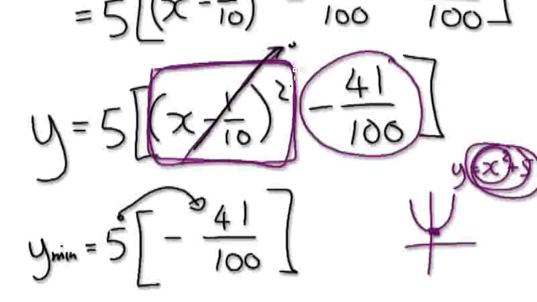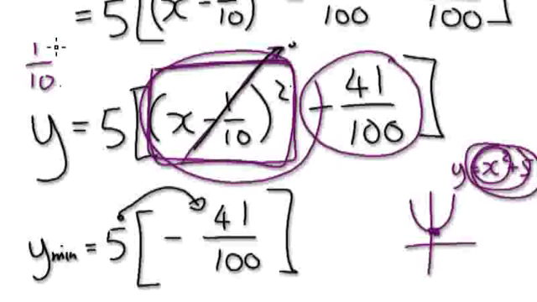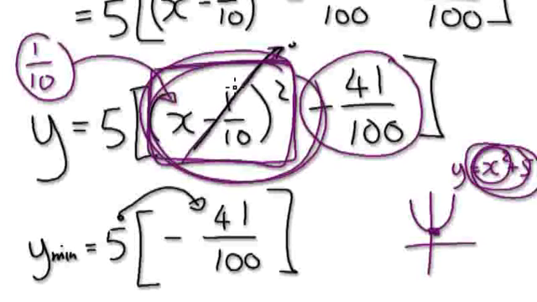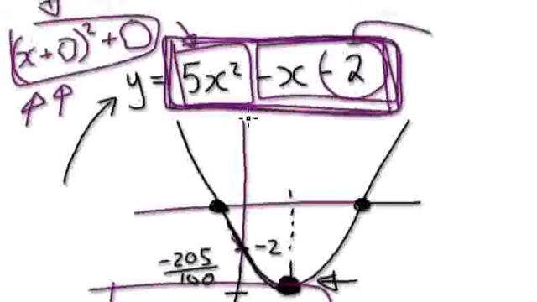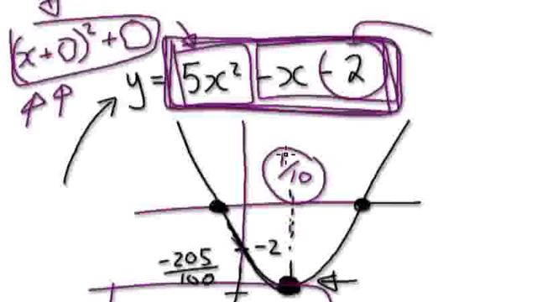Now if you want to know the x value at this point here, the x value is when this whole thing here is 0. So you see, if you put positive 1 over 10 into this x here, then this thing here will be 0. Remember, if you put positive 1 over 10 into here, then this whole thing here will be 0. So the x value at this point here will be 1 over 10. Okay?